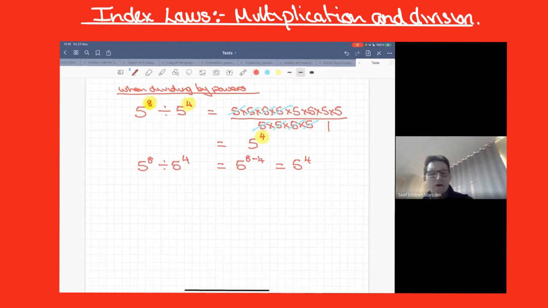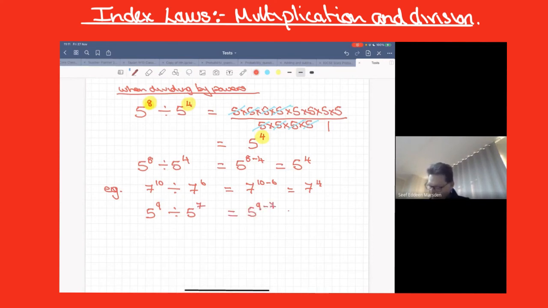And again, it works in any base. So, examples. So we might have 7 to the power of 10 divided by 7 to the power of 6 is equal to 7 to the power of 10 minus 6, which is equal to 7 to the power of 4. 5 to the power of 9 divided by 5 to the power of 7 is equal to 5 to the power of 9 minus 7, which is equal to 5 to the power of 2.